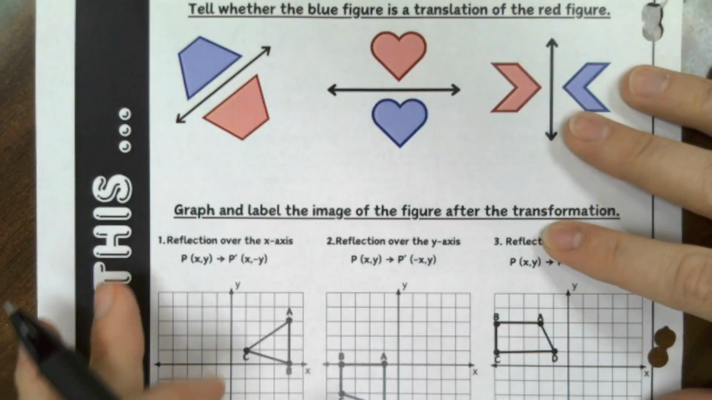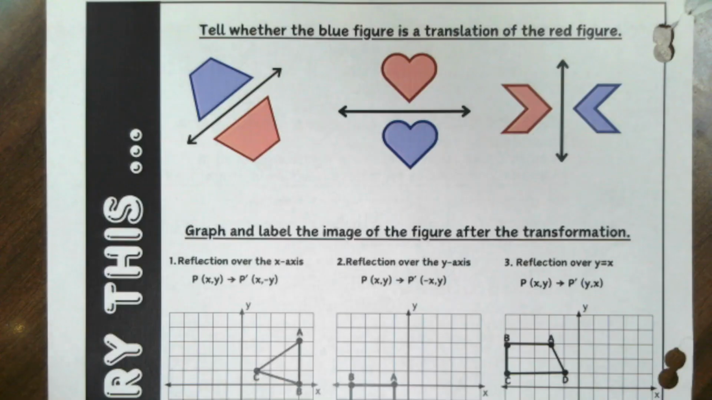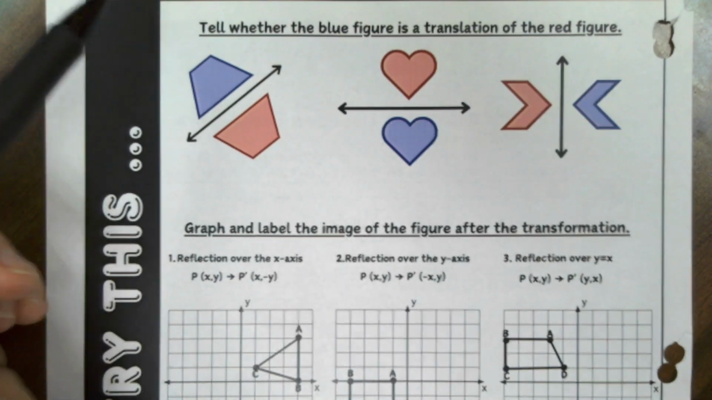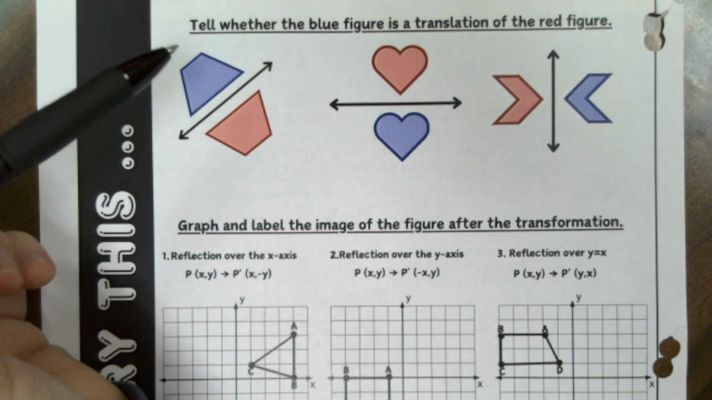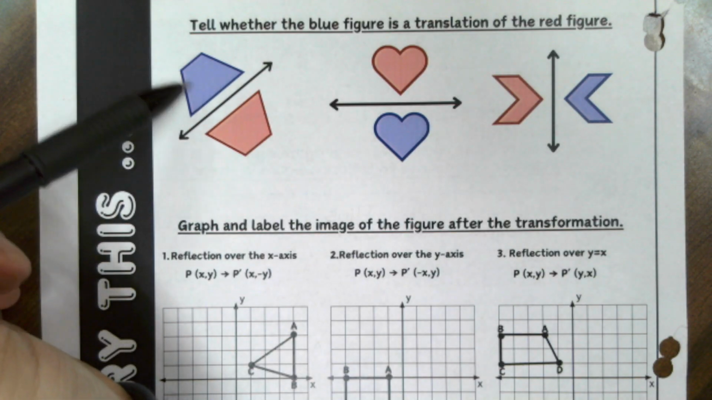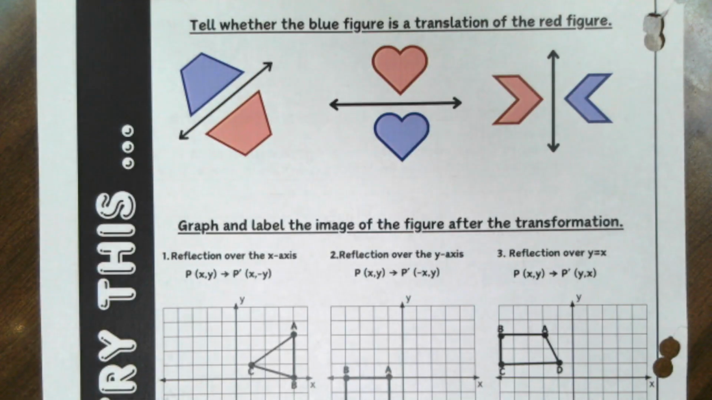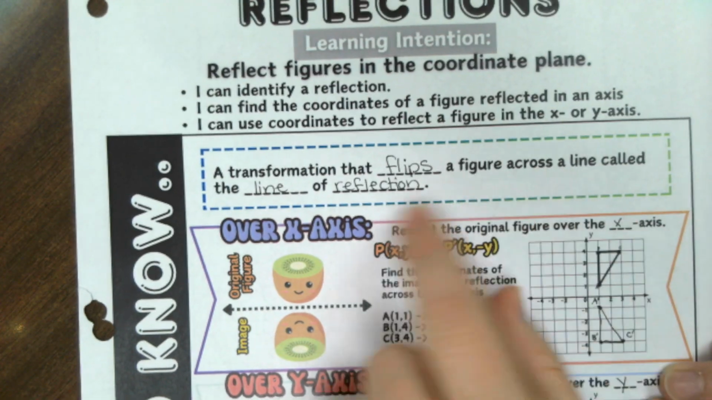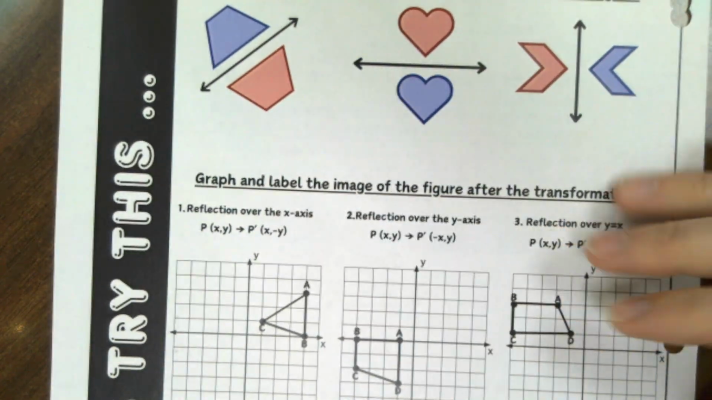Okay? So let's look at the back. You're going to do a little bit of work here. You're going to see how well you understand this concept. So first, I just want you to look at these figures. The blue figure, you're going to tell me, is it a reflection of the red figure? We know that it flips the figure across a line called the line of reflection. So look at these.